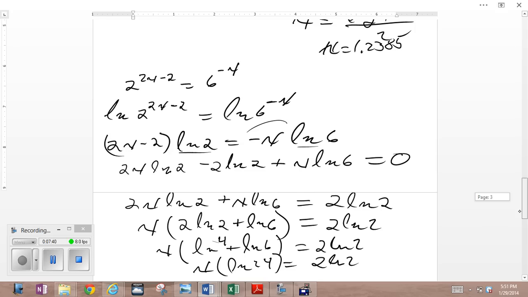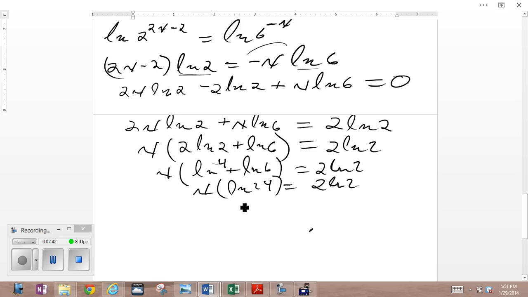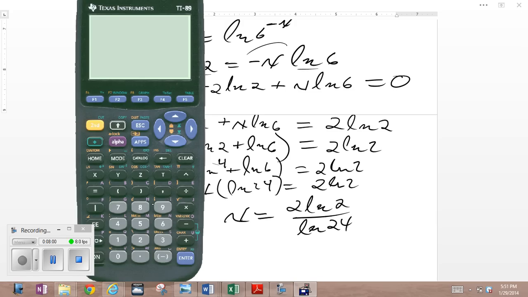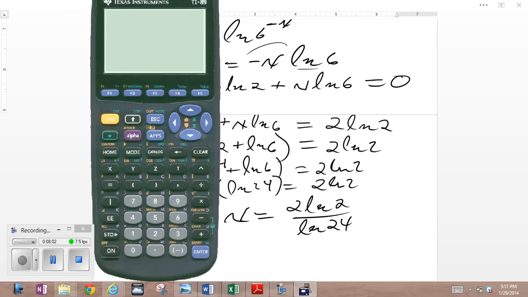And okay, so now let's resolve this. This x is equal to what? 2 the natural log of 2 over the natural log of 24. Believe it or not, that's the exact answer. I'm going to leave it that way. But I know you want a decimal value, so here we go. As a decimal equivalent, just punch it in your calculator.